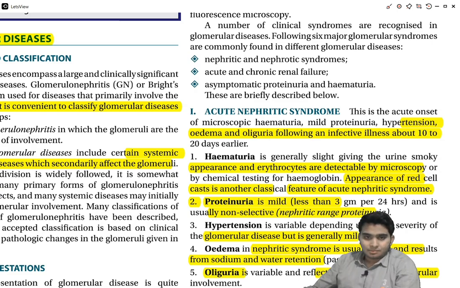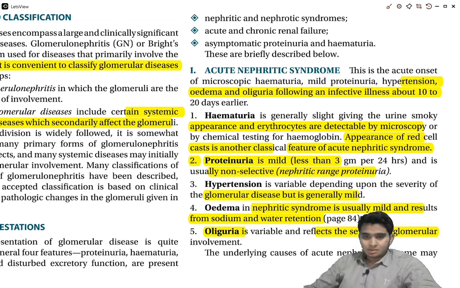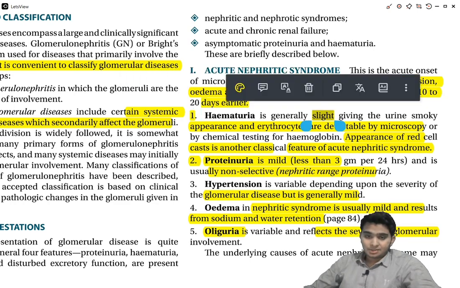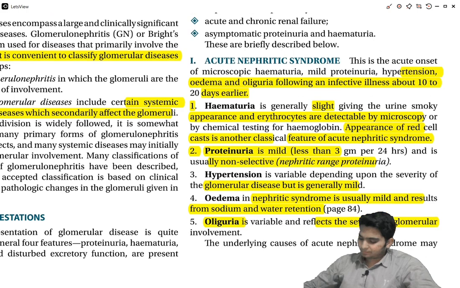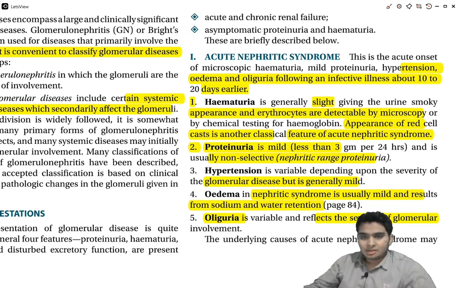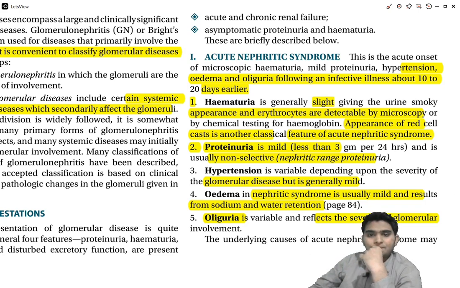It is associated with hematuria, proteinuria, hypertension, edema and oliguria. In hematuria, the urine has a slightly smoky appearance, and the erythrocytes are detectable by microscopy, and the appearance of red cell casts is one of the features of the acute nephritic syndrome.